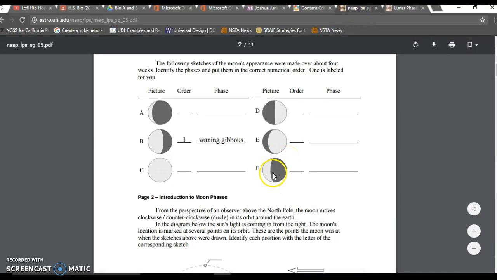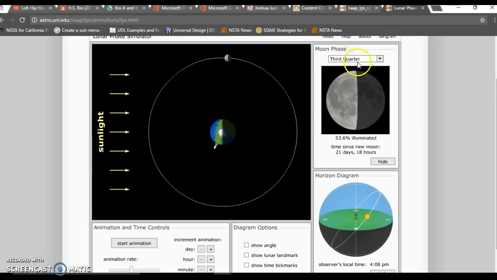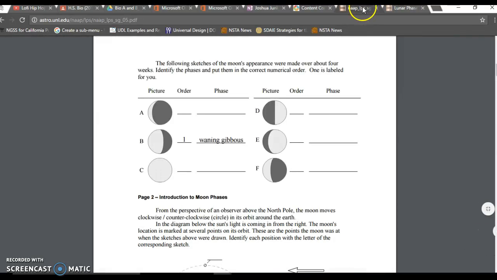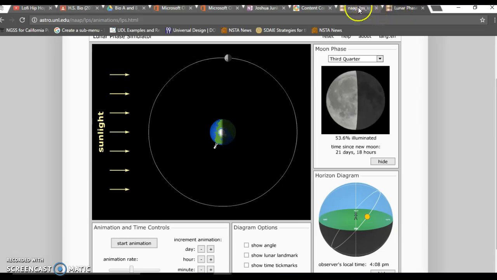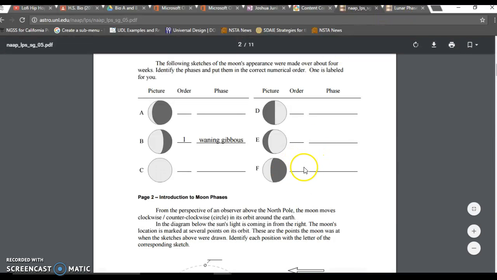And we have it right here, F. So I would write order number 2, and I would write in here whatever phase it says. So it says third quarter is the phase. So I would put number 2, because it's the second order, and I'd put, what was it again? Third quarter. So I'd write second, third quarter. Now, I can already tell that this is going to become this. So let's find out what that's called.